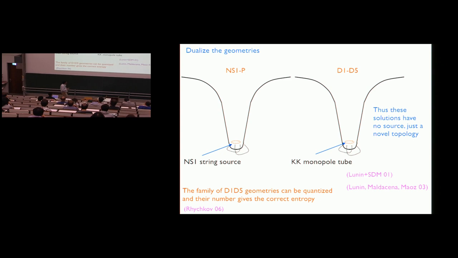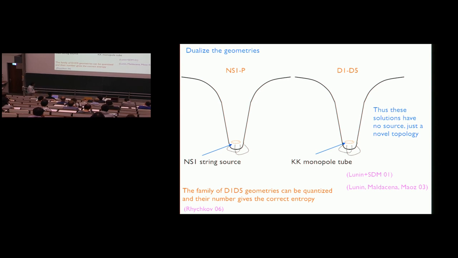So in fact, we would say that for the two-charge system, we now understand everything. In every duality frame, NS1P or D1D5, we can just make all the solutions. At the classical level, you can just make them as solutions, and you can then quantize them by some methods, and then you can get the correct count of states, and so everything is fitting together.